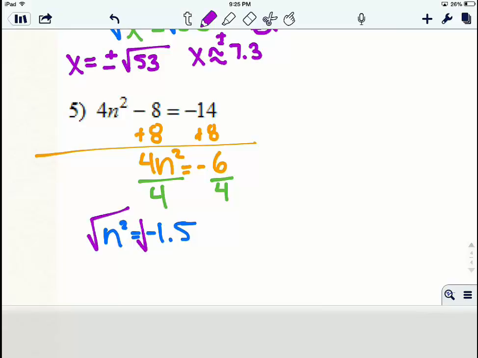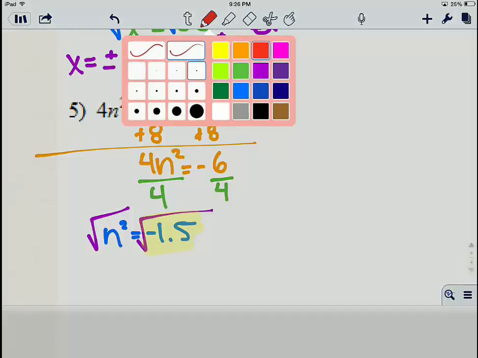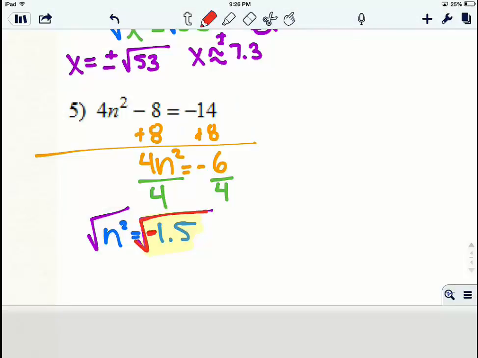Square root both sides. Now I would like everybody to put the square root of negative 1.5 in their calculator, and I'm going to have the video paused for a moment. When you have that, discuss what you got with your neighbor. Your calculator should have said error, because you can't have a negative under a radical sign. There's no number times itself that would make a negative.